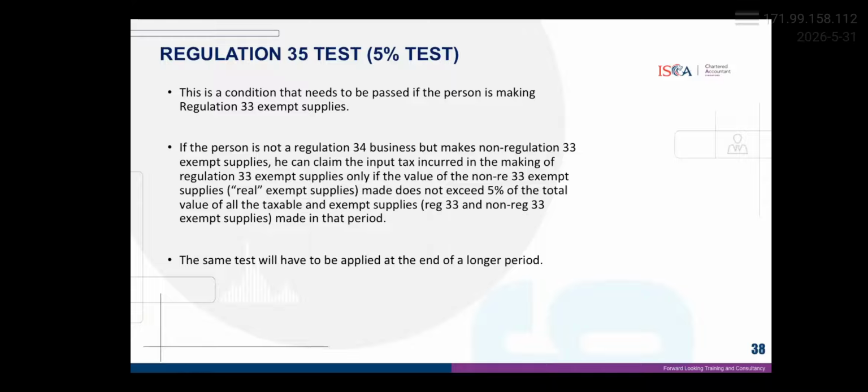Now, if you are not a Reg 34 business but make non-Reg 33 exempt supply, he can claim the input tax incurred in the making of Reg 33 exempt supply only if the value of the non-Reg 33 exempt supply, which is the real exempt supply, does not exceed 5% of the total value of all the taxable and exempt supply made in that period. So this Reg 35 essentially has a little bit of that de minimis element in it. Is it immaterial enough to ignore?